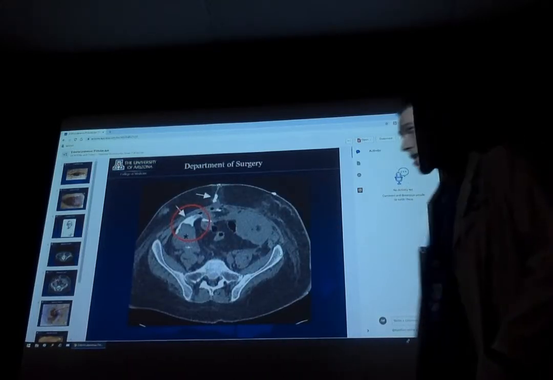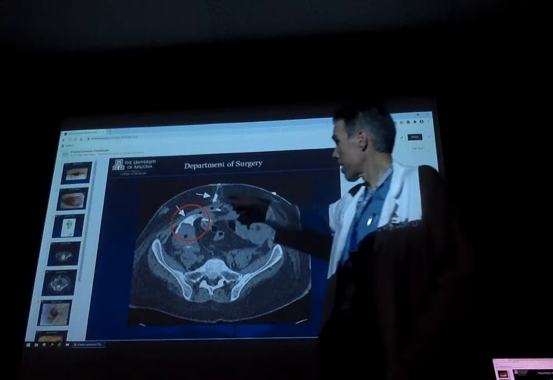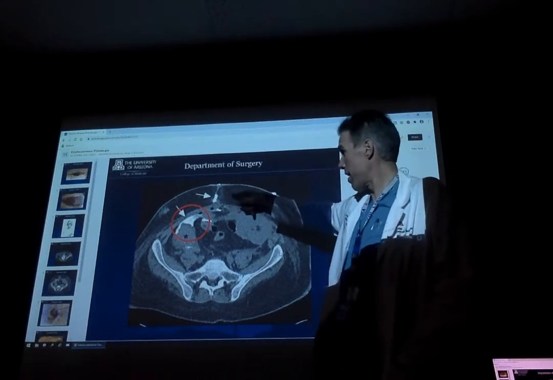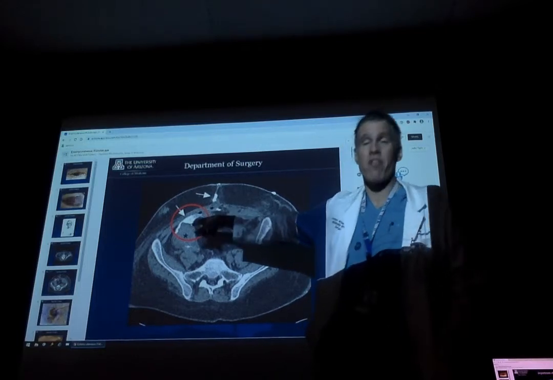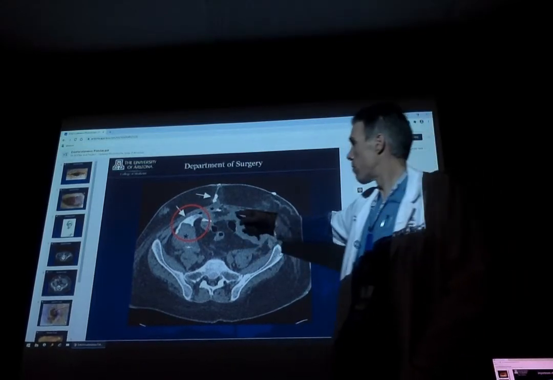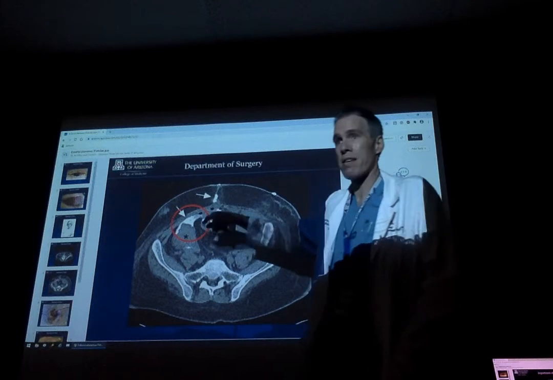So we talked about sepsis control. You've got a fistula, looks like it's draining, right? This is our problem over here, right? Is this patient going to get better as long as that's there? No, this patient's probably going to get worse, right? So this is what we're talking about when we talk about sepsis control.